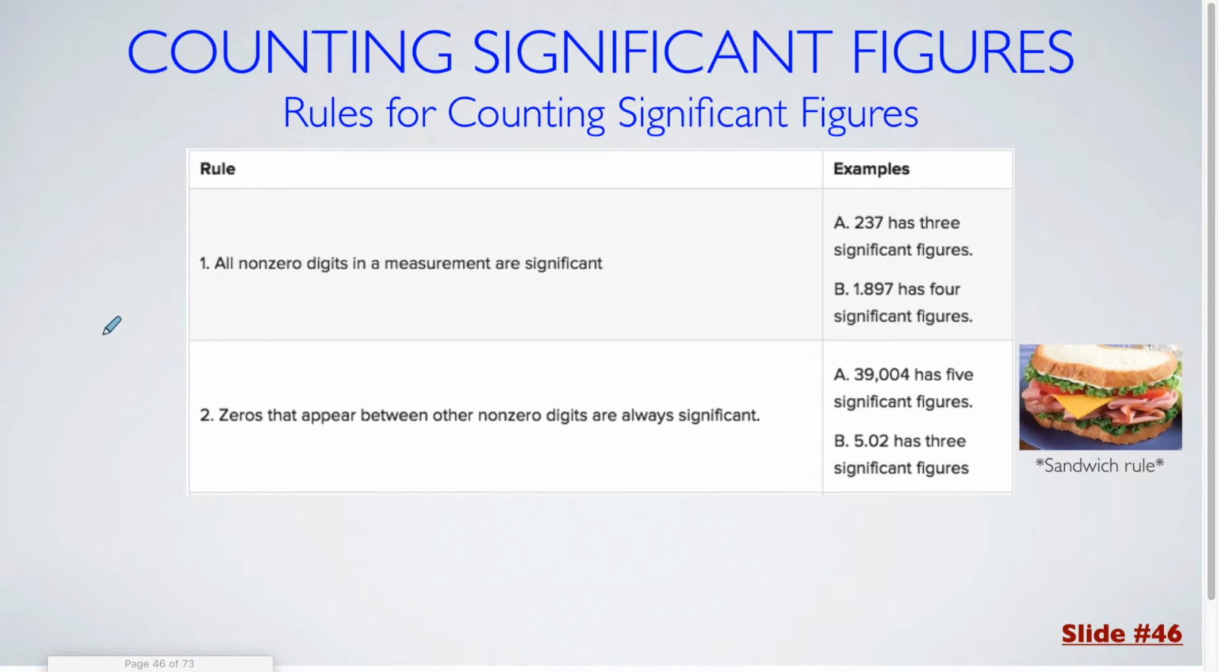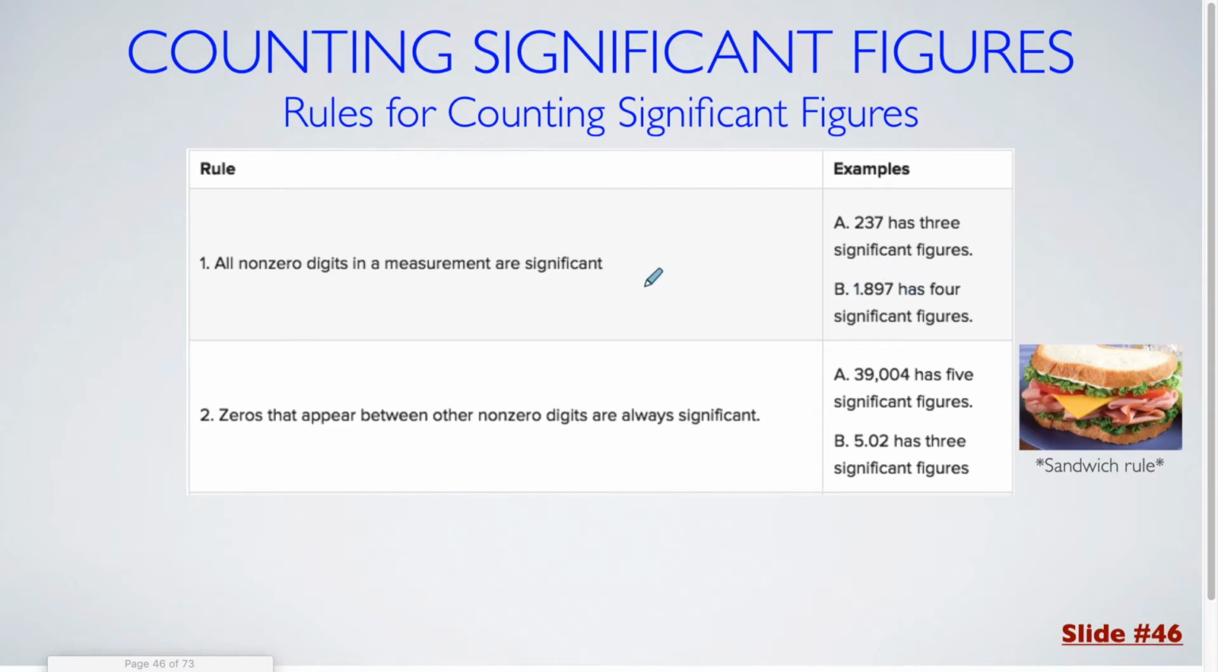There are a number of rules that will help you to determine how many significant figures a value has. The first rule is that all non-zero digits in a measurement are significant. So for example, if we have the number 237, we would say that has three significant figures because all three of these numbers are not zero. If I had 1.897, that would have four significant figures, again because there are no zeros. So all four of these are going to count.